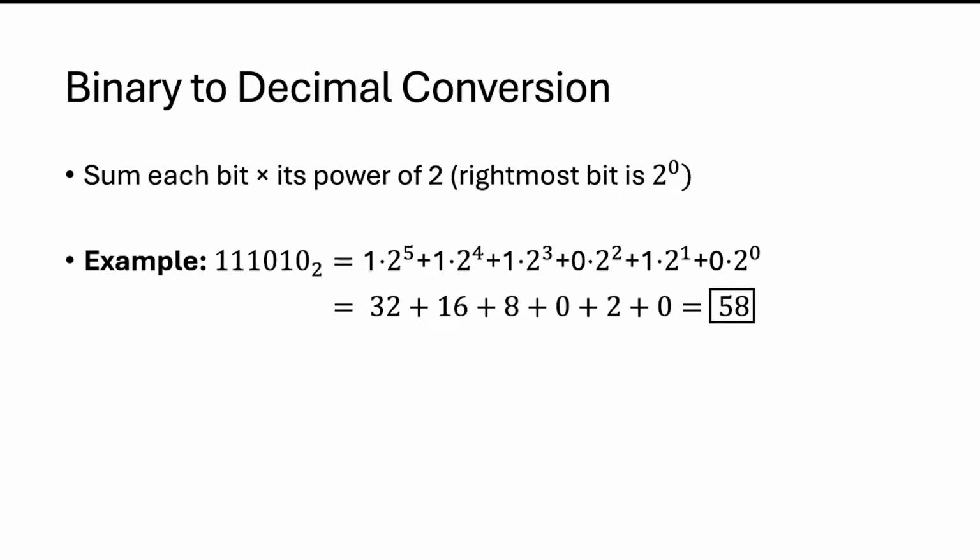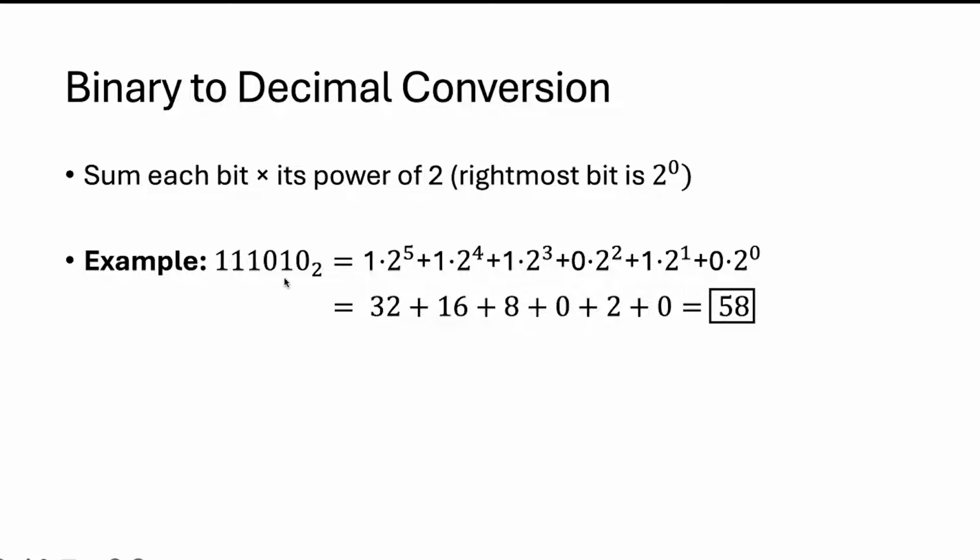This next slide shows how we convert from binary to decimal. The idea is that we sum each bit multiplied by its power of 2. And remember, the rightmost bit is 2 to the 0. So in this example, when we have this binary number, we have a 2 over here representing that it's a binary number.